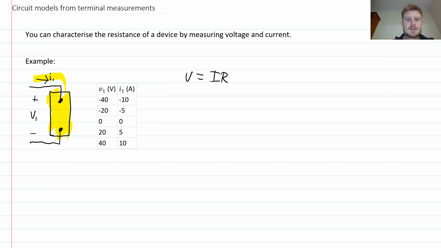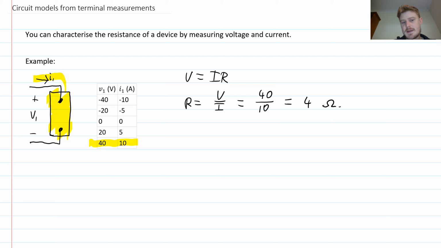If I want to solve for resistance, then I find that it's V divided by I, which is just rearranging Ohm's law. Now I can take any of these values from the experiment that was done. Let's suppose I take this one here, then I can substitute that in and calculate what the resistance would be. For instance, I could say 40 divided by 10, which would give me 4 ohms.